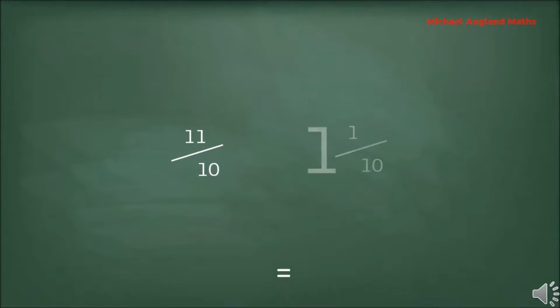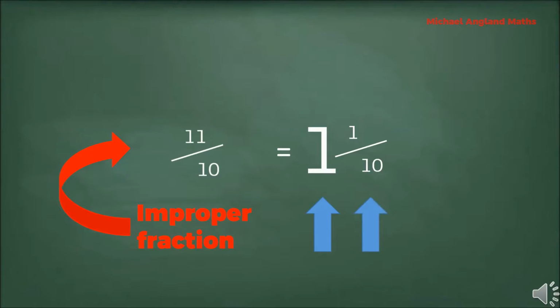Now, looking at 11 over 10, we can express that as 1 whole plus 1 over 10. So 11 over 10 is an improper fraction. That's where the numerator is greater than the denominator. And if we have a numerator greater than the denominator, then we can express that fraction as a whole number, in this case 1, plus the remaining fractional part, in this case 1 over 10. So 1 and 1/10.